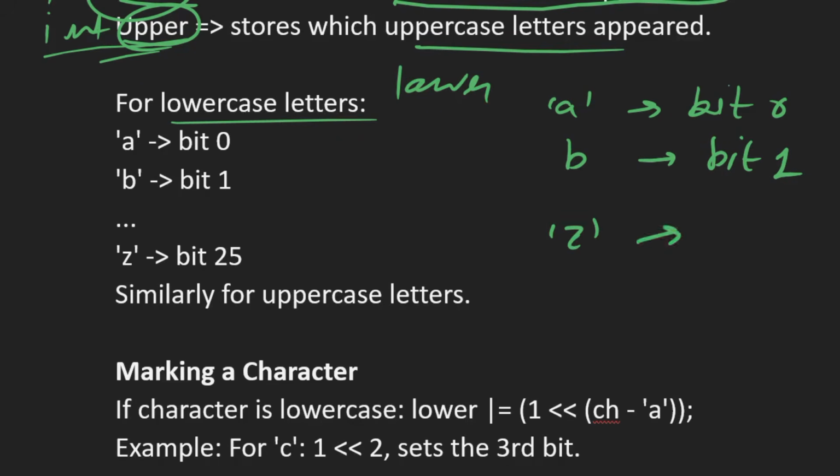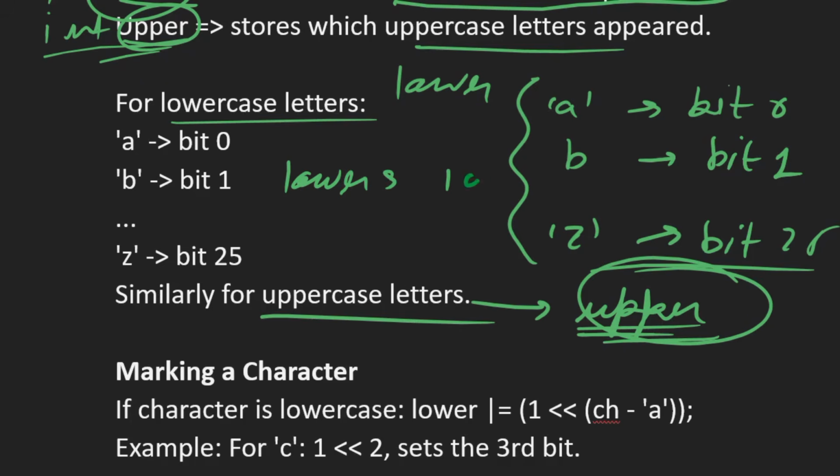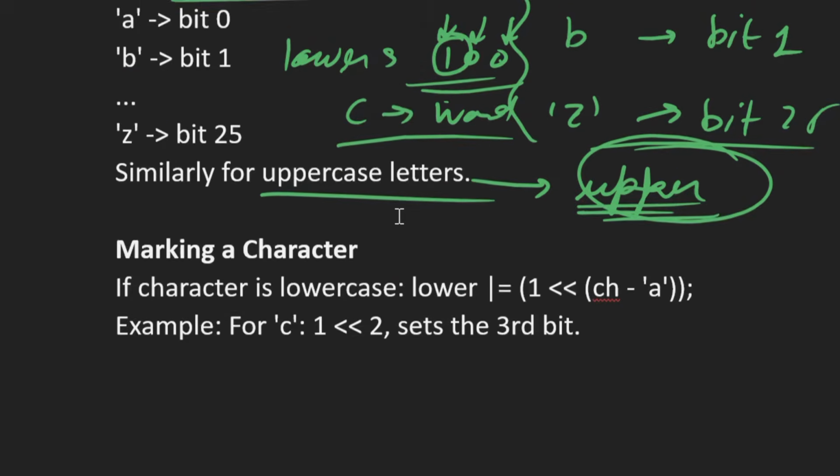Similarly, z will be represented by bit 25. And similarly, uppercase letters will be shown by bits in the variable upper. Suppose at any point we have the lower variable as 100. That means this is the 0th bit, this is the 1st bit, this is the 2nd bit. So a, b and c, which means c is present in our word. This way the bits show whether any character is present in the word or not.